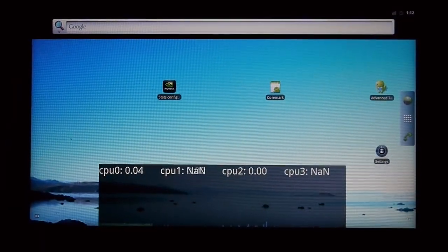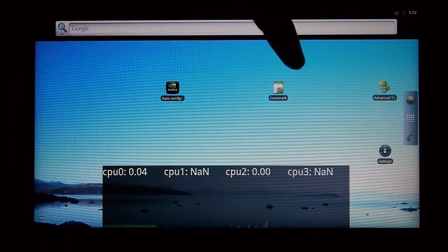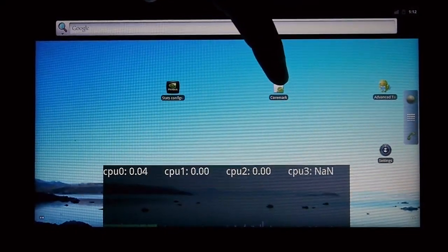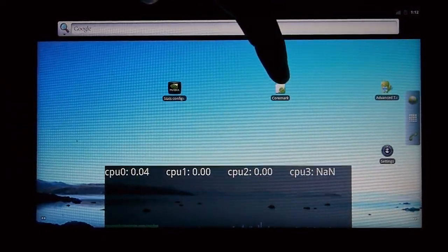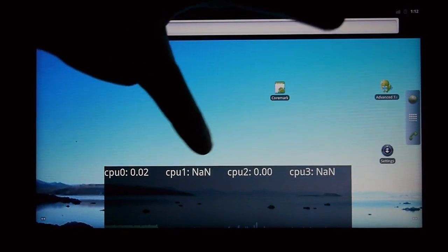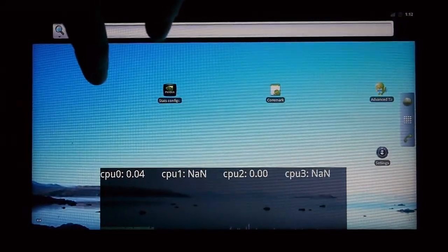So what we're showing you here today is Kal-El. And what we're going to do is run a benchmark, a very popular CPU benchmark called Coremark. And you can also notice the four CPUs, and they're all zero loaded at this point.